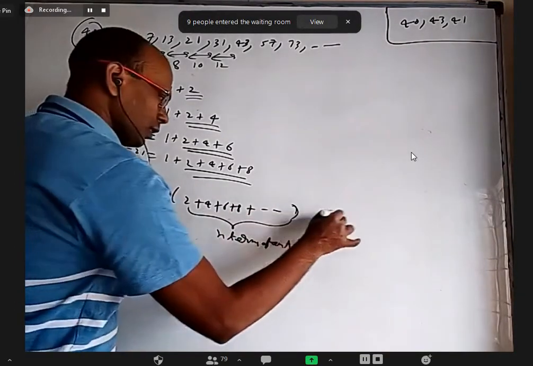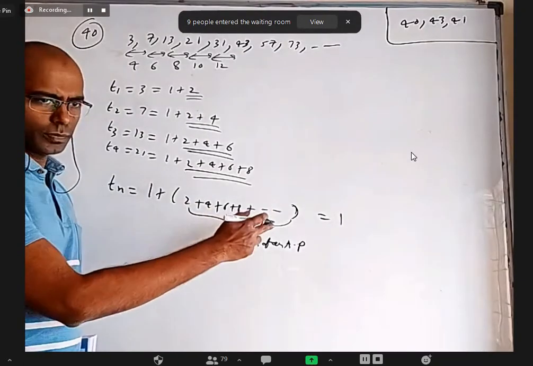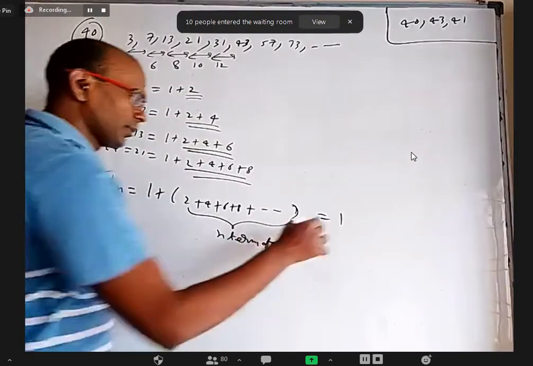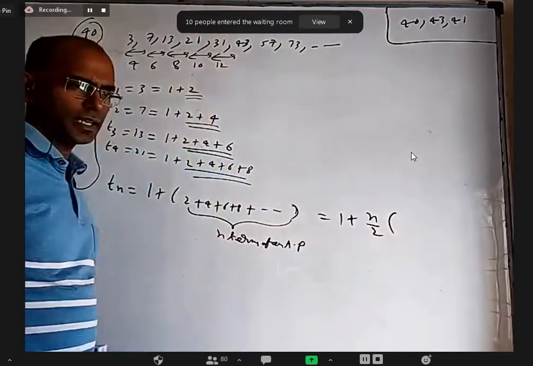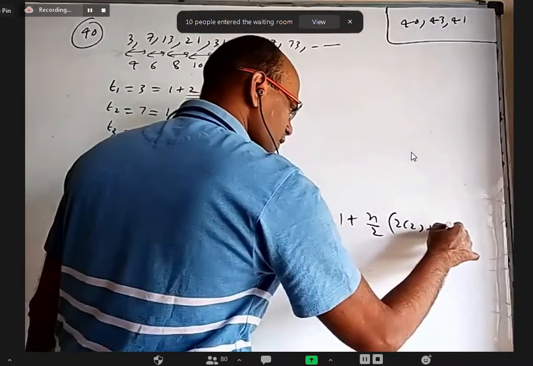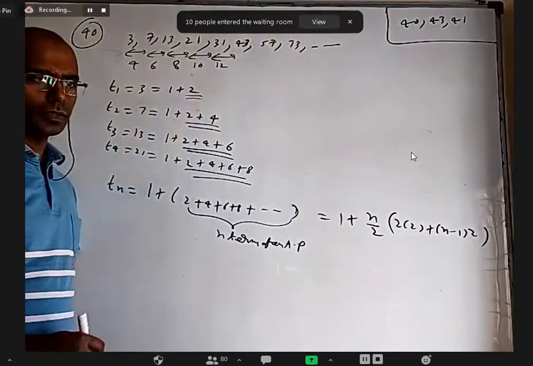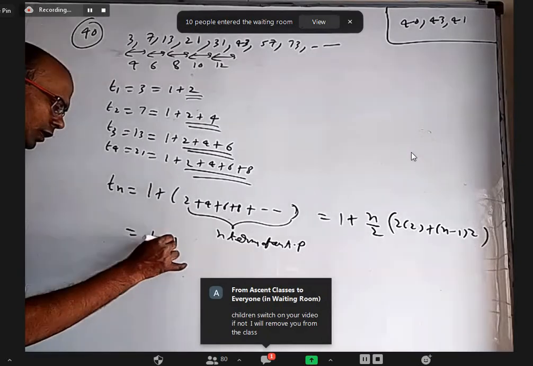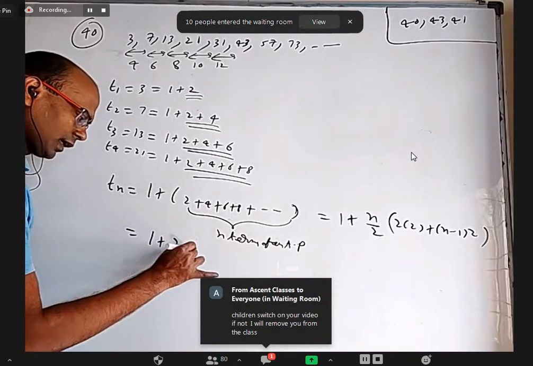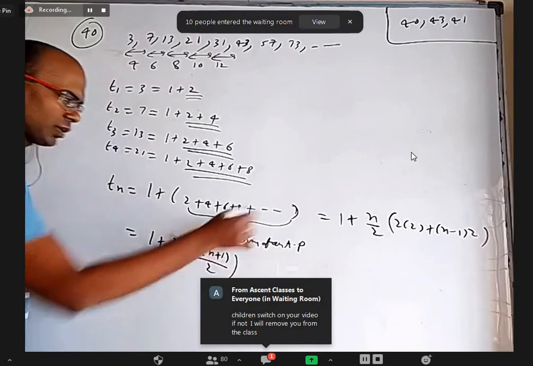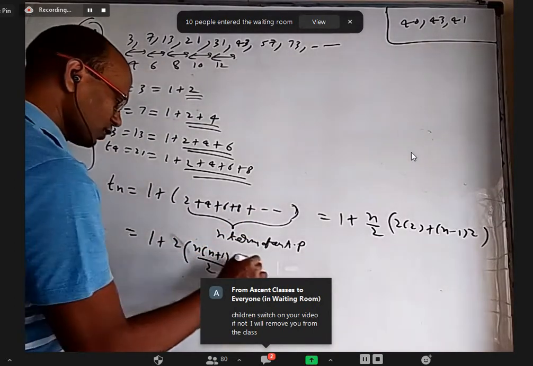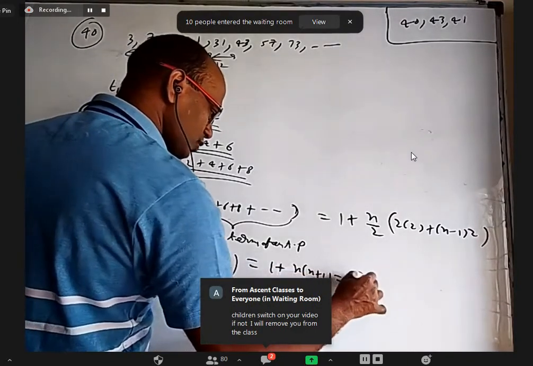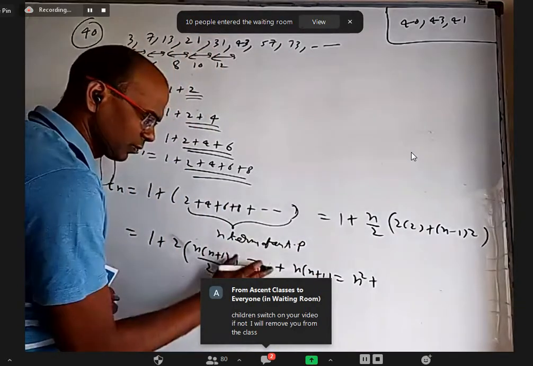Now, I can take 2 common and understand it is sum of n natural numbers, 2 times that. Or first term is 2, common difference 2, n terms of an AP, you can use any formula. That is n by 2 into 2a plus n minus 1 into d. So n by 2 into 2 times 2 plus n minus 1 into 2. Okay, you can take 2 common and cancel. You can also write 1 plus 2 times n into n plus 1 by 2. That is sum of n natural numbers after taking 2 common. If you cancel 2, you'll get 1 plus n into n plus 1, which is n square plus, I'll leave it like this, we'll not even simplify.